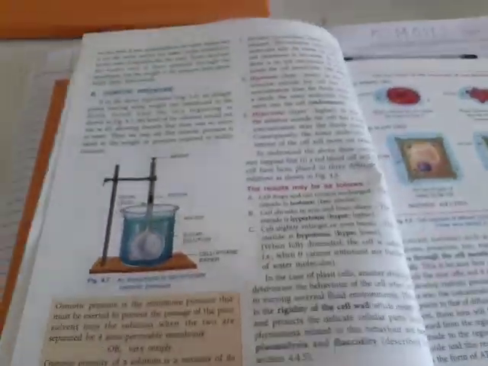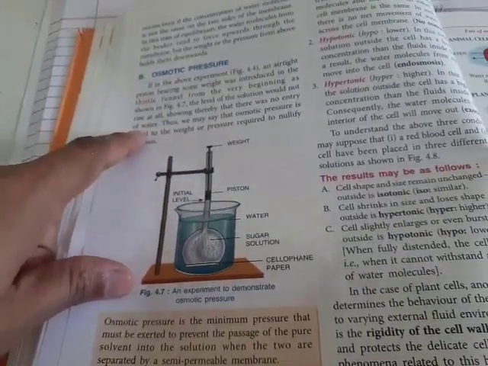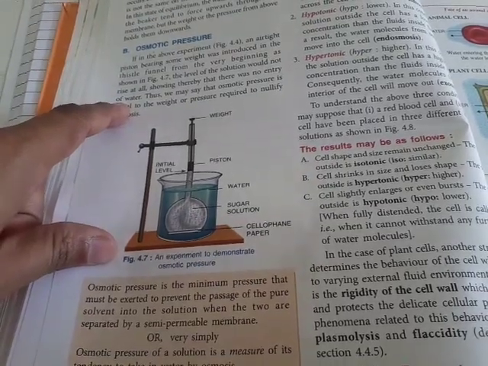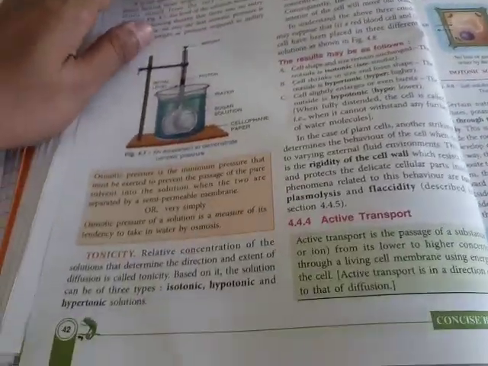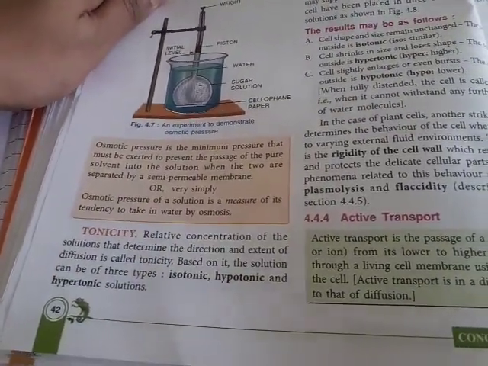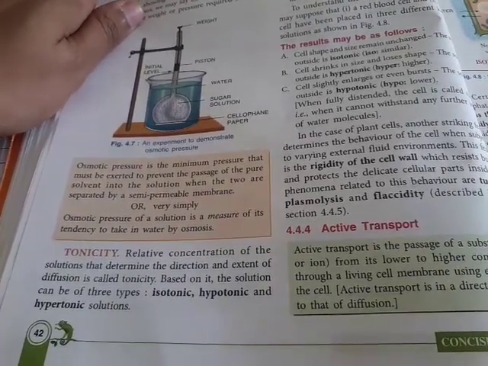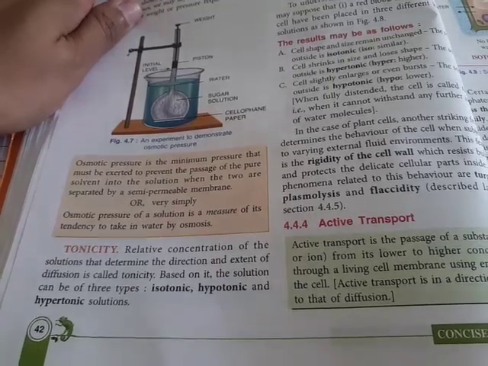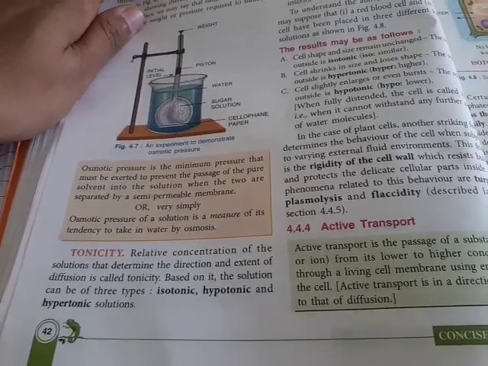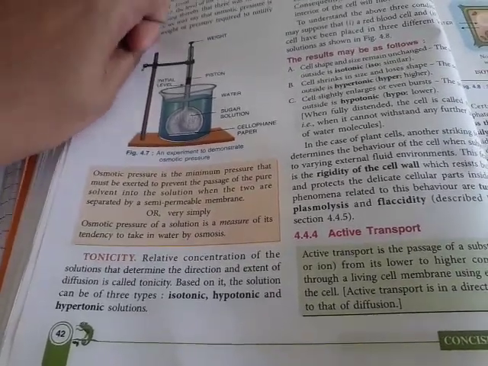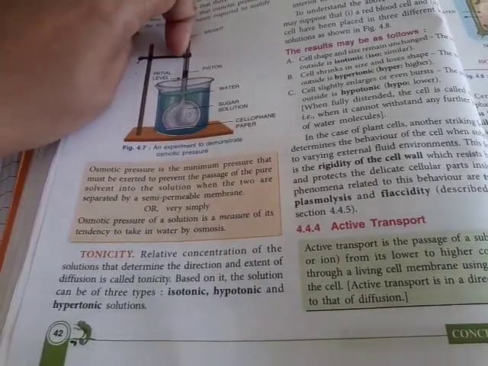Then the last point which is there, which is called the tonicity. I hope osmotic pressure is very clear. Osmotic pressure is the minimum pressure that can be exerted to prevent the passage of pure solvent. Now the next part is tonicity. Tonicity is the relative concentration of solutions that determines the direction and extent of diffusion, that means how will the water go, inward or outward, the direction. Extent, is it concentrated or dilute?